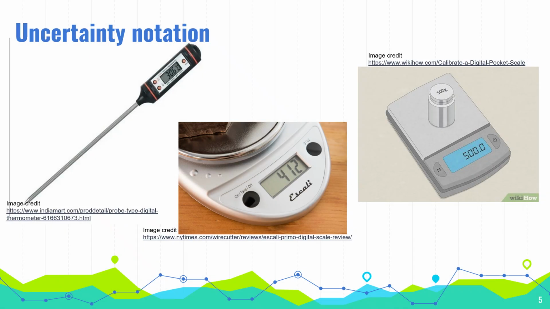Here are 3 more pieces of digital equipment. This is a thermometer. It reads 30.6 degrees Celsius. Here is a scale. It's 412 grams. And then here we've got another scale. It's 500.0 grams. Pause the video, or in the Edpuzzle, go ahead and determine how you're going to write each of these measurements with uncertainty.